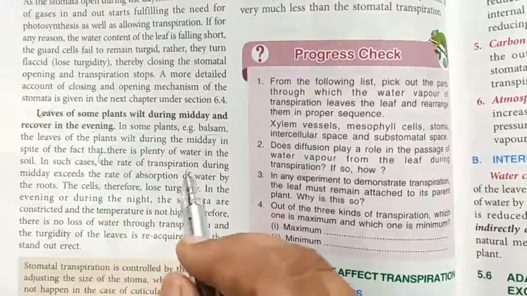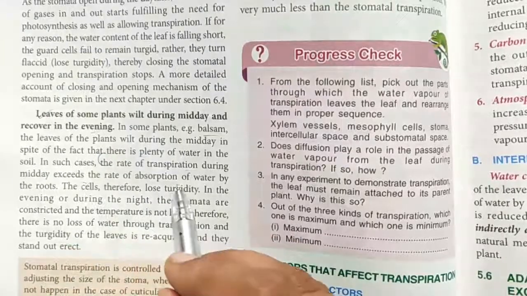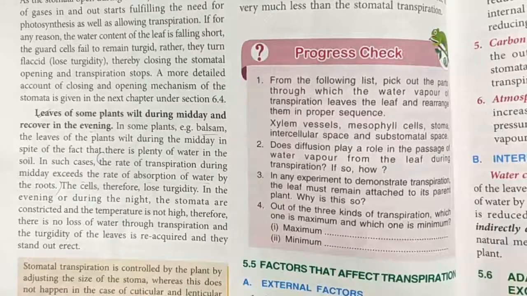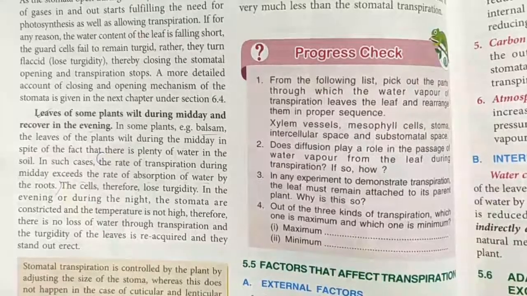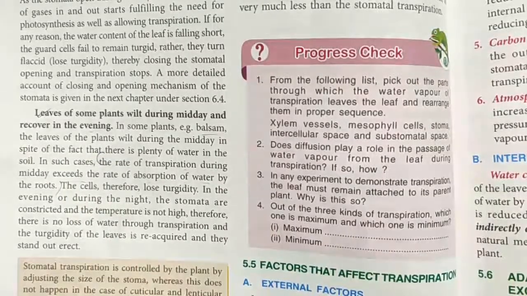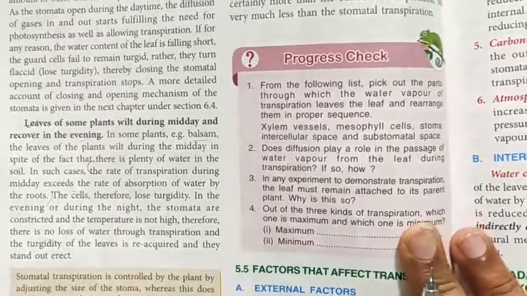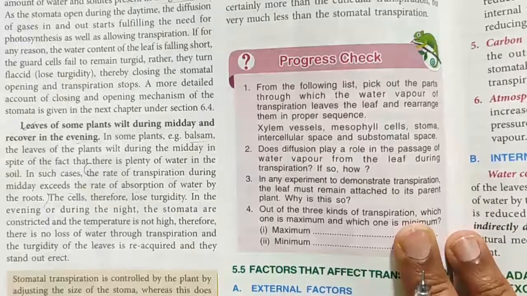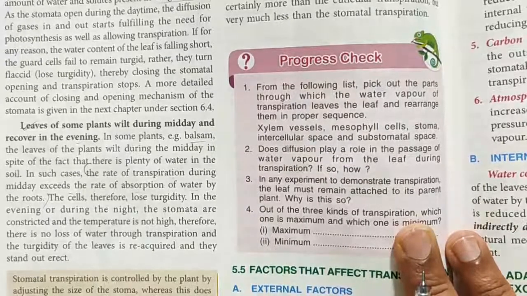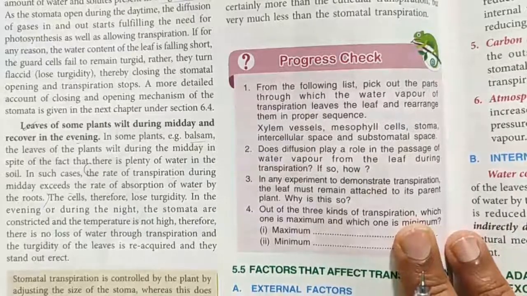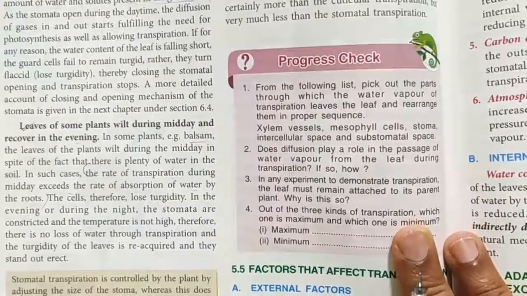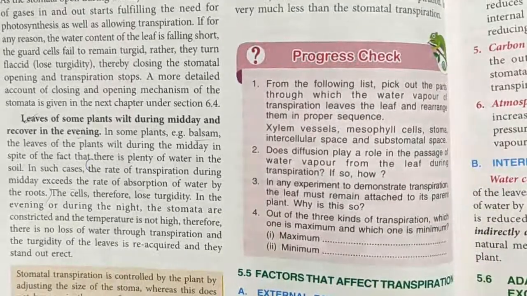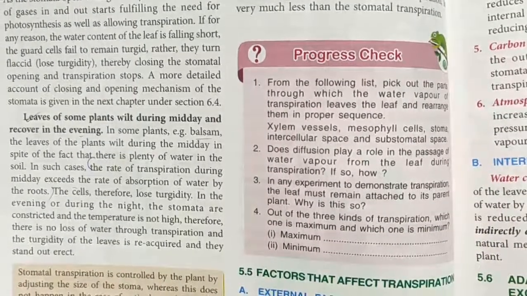The rate of transpiration during midday exceeds the rate of absorption of water by the roots. That means the amount of water changing into vapor is more than the amount of water absorbed by the roots. Since more water is going outside as water vapor by transpiration from the leaves, and less water is absorbed by the roots, the plants wilt during the daytime, and in this case the cells lose turgidity.